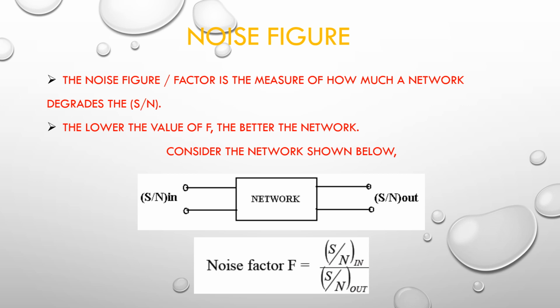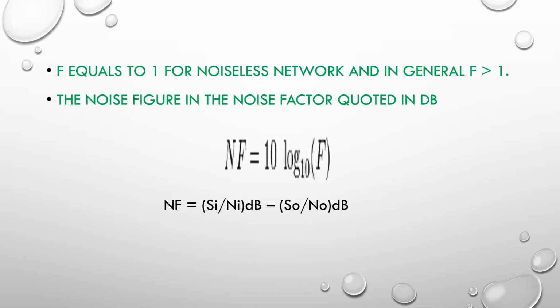And the noise factor, as I said, is a very critical parameter. It defines how the network is degraded by the signal to noise ratio parameter. So the lower the value of the noise factor, the better the network. So noise factor must be as low as possible for a good network. Generally the noise factor is equal to 1 for a noiseless network, but since a noiseless network is not possible, practically F is always greater than 1.